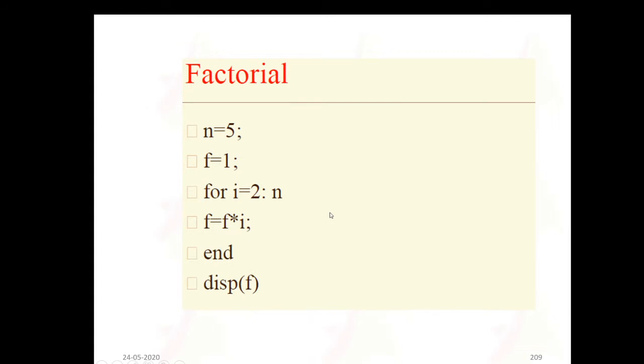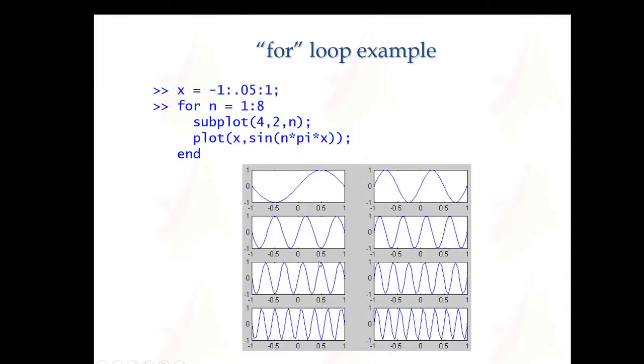I hope everybody knows how to find the factorial of 5. So n equal to 5, and f is another variable in which the factorial of 5 is going to be stored. That's why I am initializing it as 1. For i equal to 2 to n, the for loop is running. It starts from 2, so 1 into 2 is 2, and it's stored here. Then in the second iteration i becomes 3, and at the end display f. So the factorial of 5 is displayed.